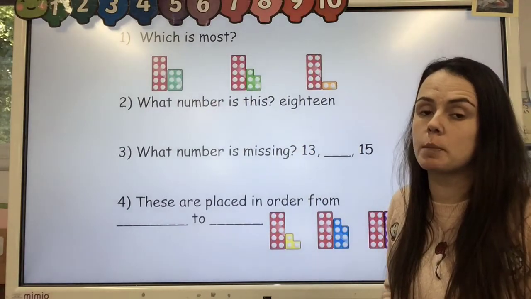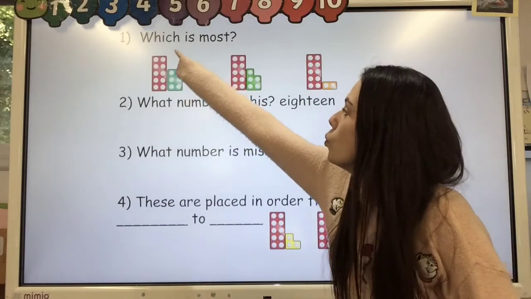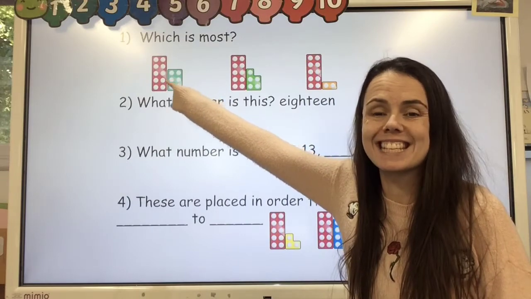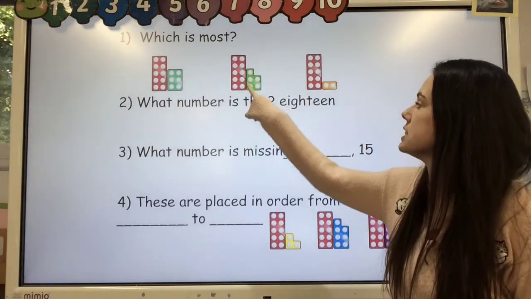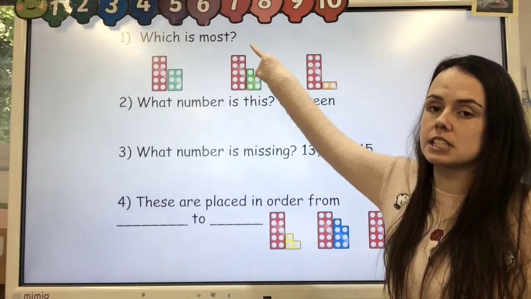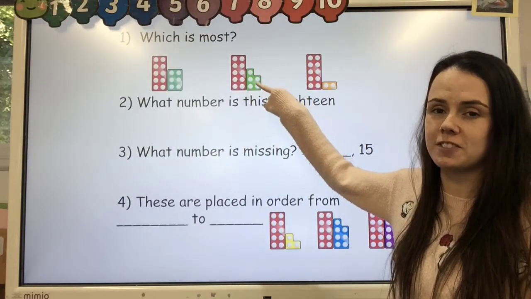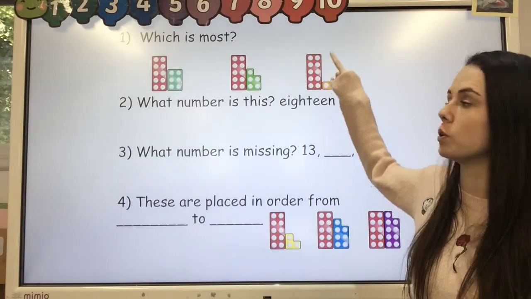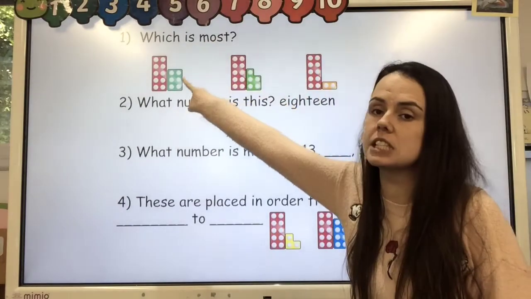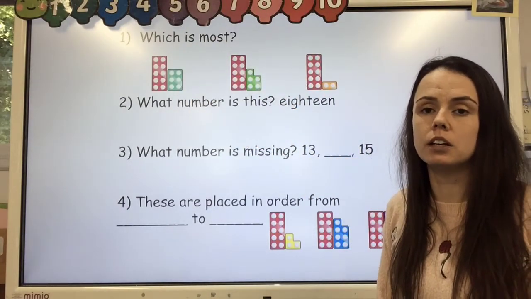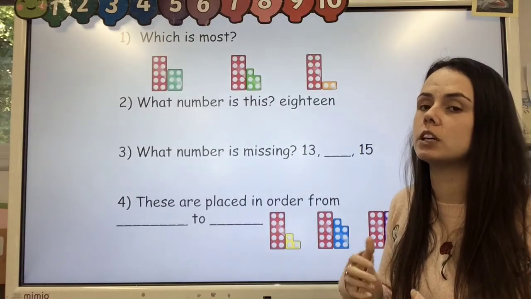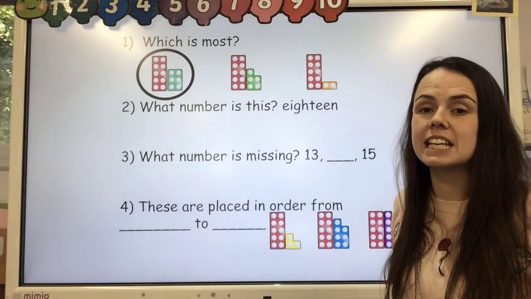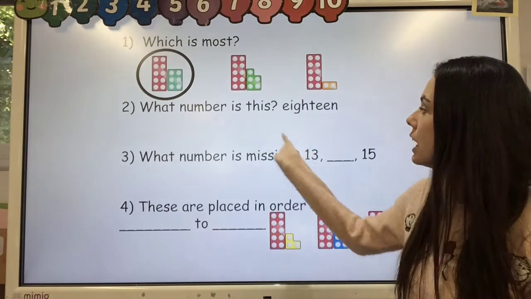So let's go through and work out how many there are of each. This one, we've got 10 and then 6 ones. What's 10 and 6 ones? 16. Here we've got 10 and 5 ones, so that's 15. And here we've got 10 and 2 ones, so that's 12. So we've got 12, 15 and 16. Which one is bigger? Would you rather have 12, 15 or 16 cakes? 16, fantastic.